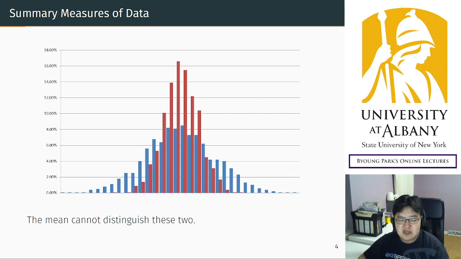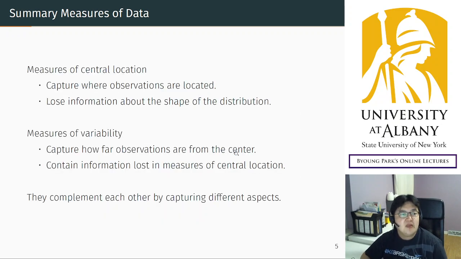So then, as you can see from this, if you summarize these two histograms into their means, then you cannot tell what is what, right? The mean will be similar. Therefore, you need to use another measure that captures the difference between these two. That is the measure of variability, which we are going to study in this chapter, right?